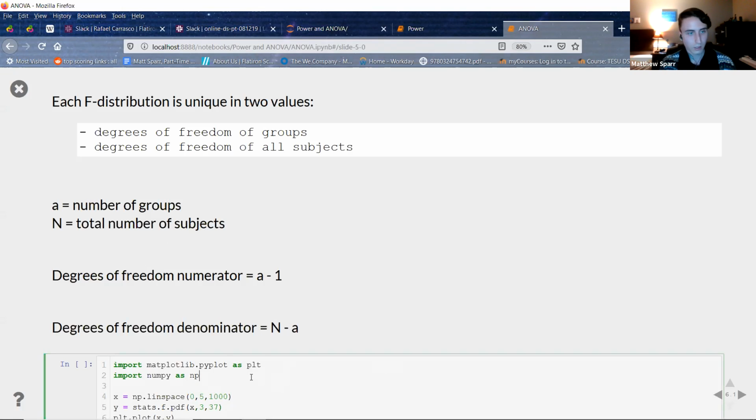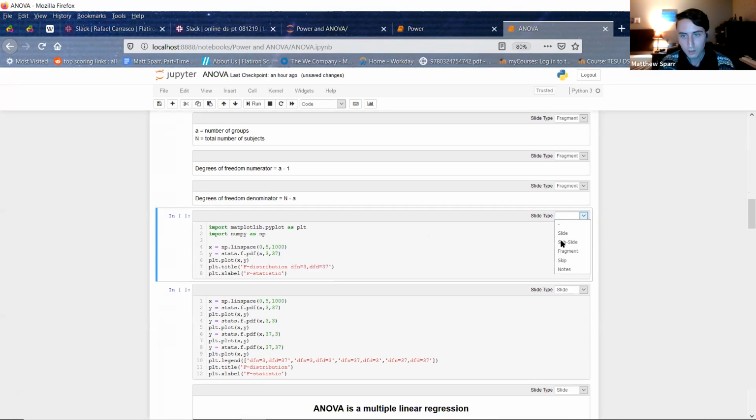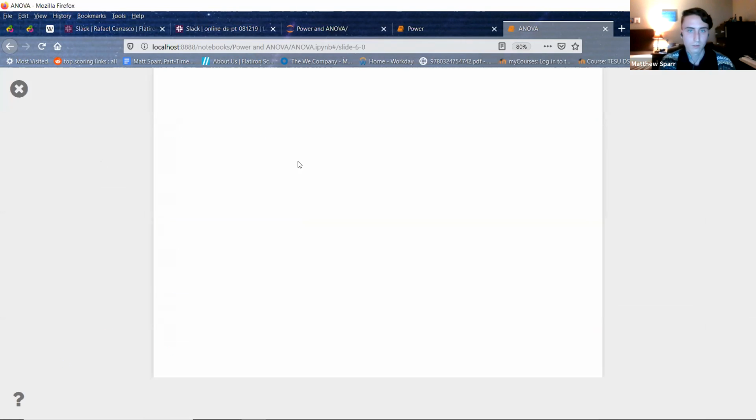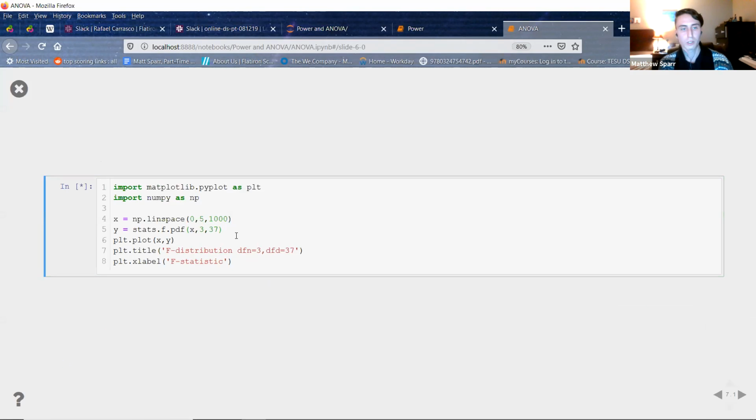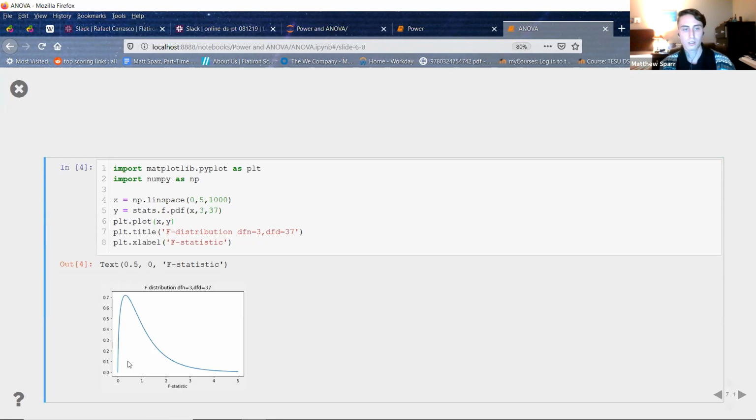So let's see here. I'm gonna pop this out into its own slide. All right, so we're gonna plot an F distribution now to kind of see what it looks like. So this is the general shape of an F distribution. You'll notice it's not symmetric. It decreases as you move to the right. It's skewed to the right, with a really long tail on the right side.